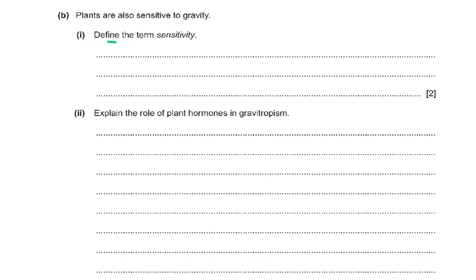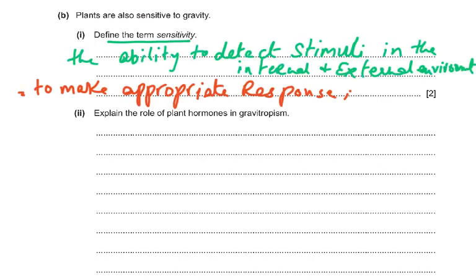So define the term sensitivity. The ability to detect stimuli, internal or external, either internally when your blood glucose level rises or externally when there's too much light or the room is too hot, and then to make appropriate responses. Next part 2, explain the role of plant hormones in gravitropism.